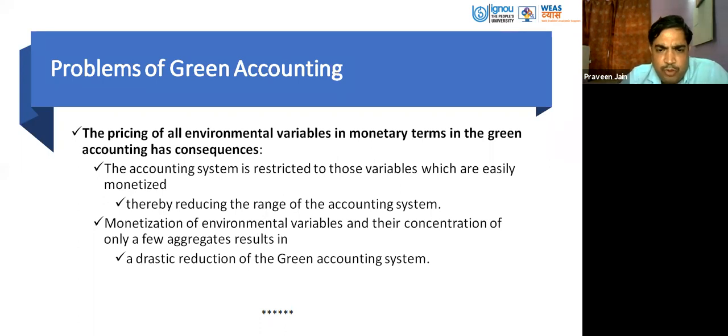The monetization of environmental variables and the concentration on only a few aggregates result in a drastic reduction of the green accounting system, because we are not including all the items of environmental degradation. We are not able to count all the negative impacts on environmental things. So even if we do have green accounting, it may not represent proper environmental values in the national account.